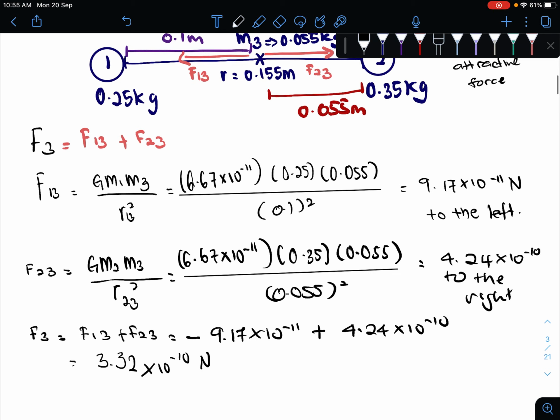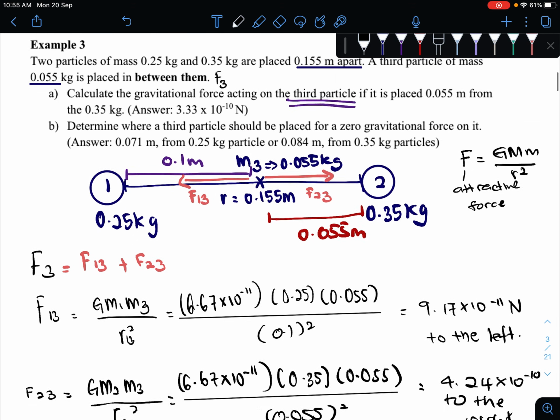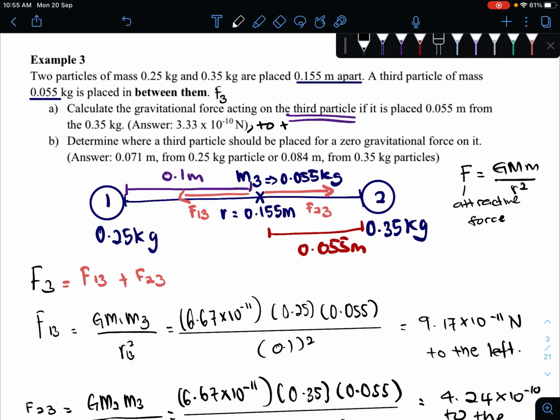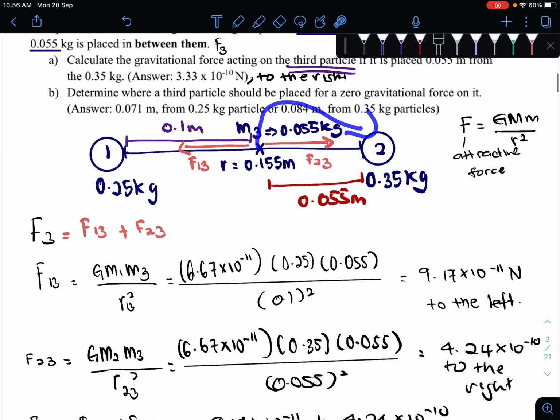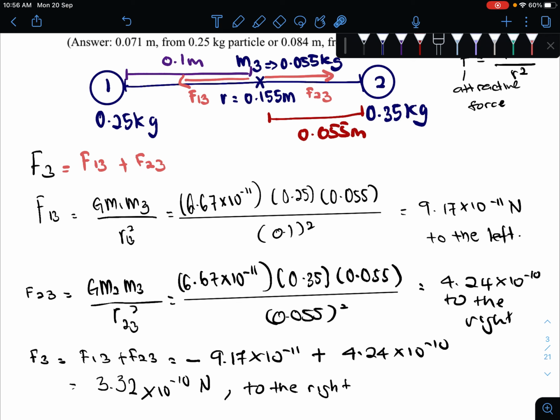Okay, kalau kamu tengok, jawapan kamu dapat dekat sini adalah bersifat positif. Maksudnya tak ada negatif yang keluar. Maksudnya dia bersifat positif. Dia akan bergerak to the right sebenarnya. Okay, tertinggal dekat sini, tolong isi to the right. Maksudnya walaupun objek 3 ini menerima tarikan dengan objek 1 dan juga objek 2, eventually dia akan bergerak ke arah objek kedua sebab tarikan di antara dia dengan objek kedua lebih kuat.